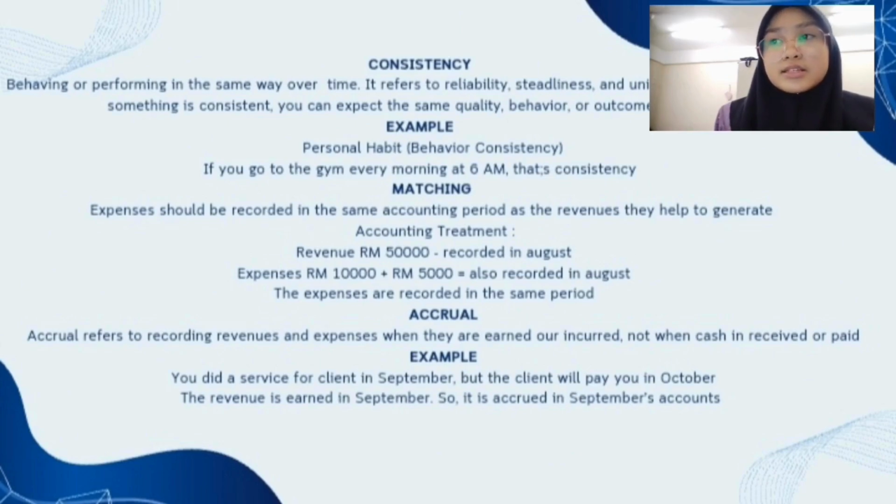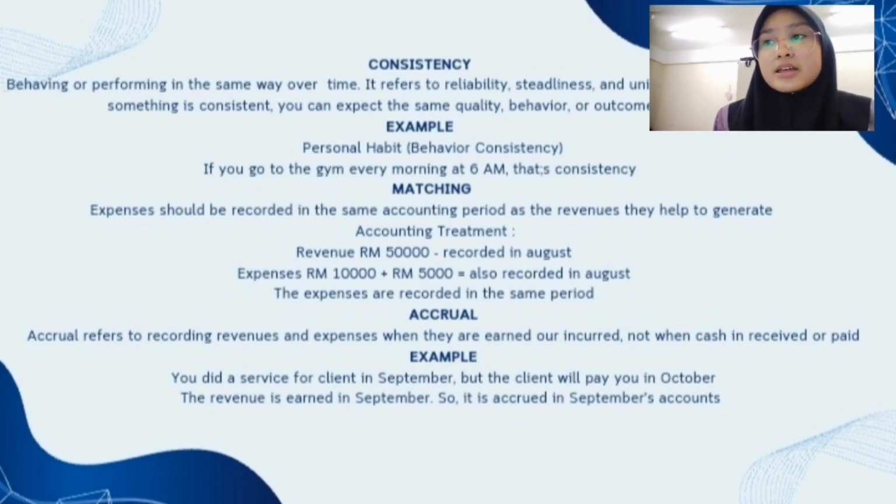Next, consistency. Behaving or performing in the same way over time. It refers to reliability, steadiness, and uniformity. When someone or something is consistent, you can expect the same quality, behavior, or outcome repeatedly. For example, personal habit or behavior consistency. If you go to gym every morning at 6 a.m., that's consistency.